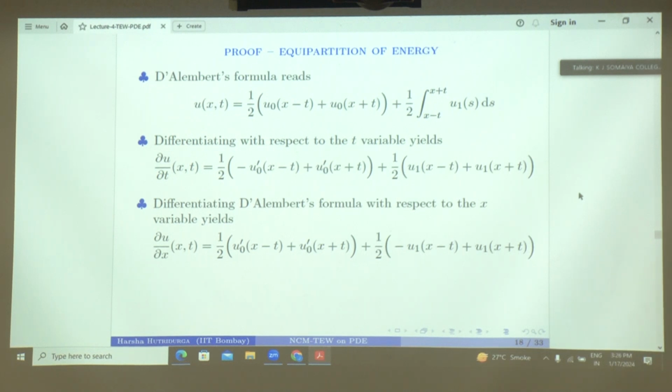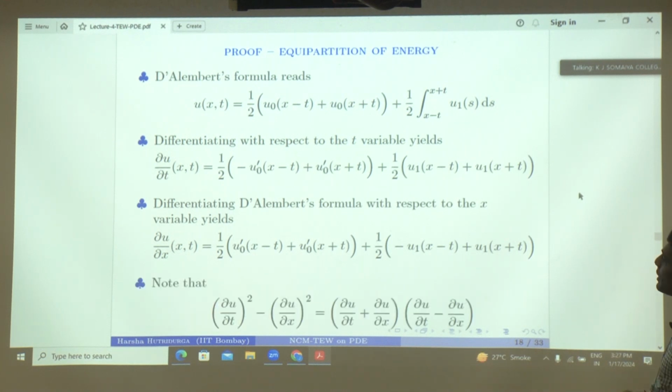So you have got an expression for u_t, you have got an expression for u_x. We are supposed to compute this. We are supposed to show that the integral of u_t squared dx over R is actually equal to the integral of u_x squared dx over R for large enough t, because one of them is potential energy, one of them is kinetic energy. So those two are equal to each other. We have got an expression for each one of them, and we have to simply square them and integrate.